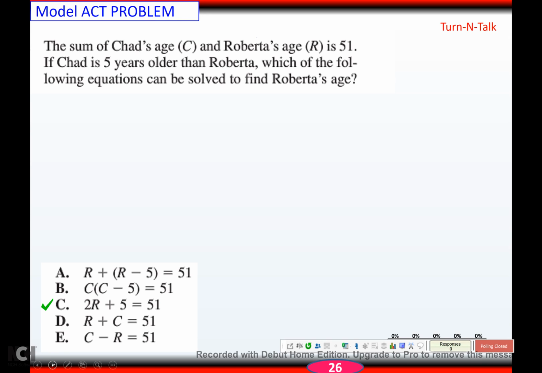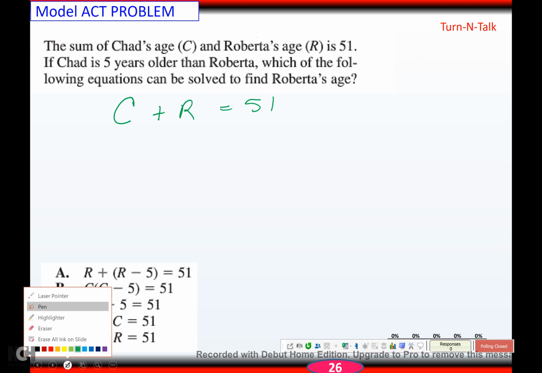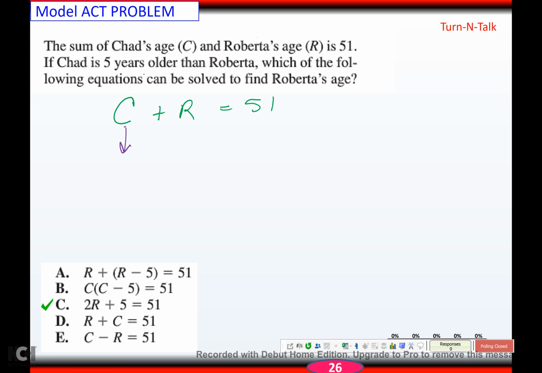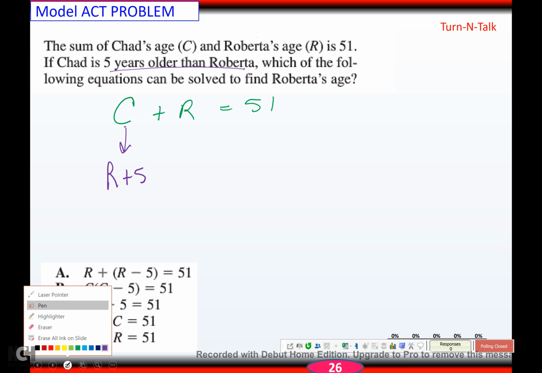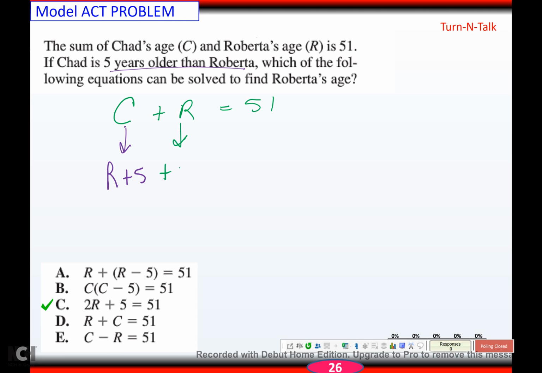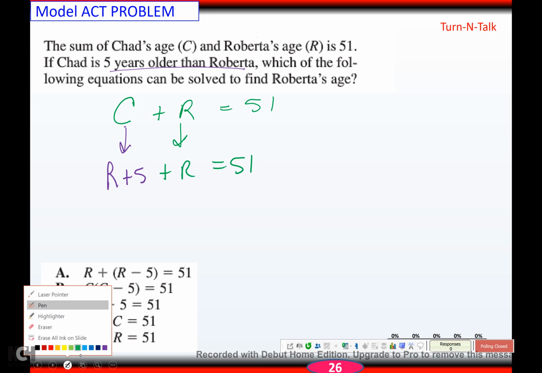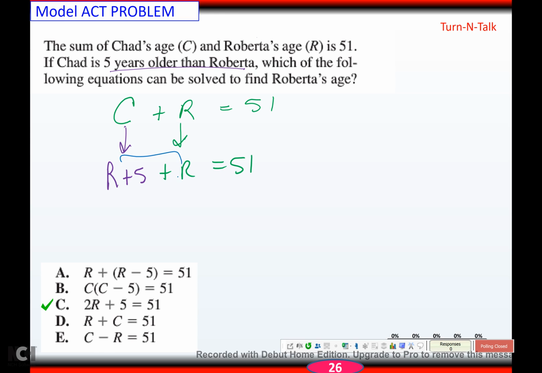Okay, it says the sum of Chad's age and Roberta's age is 51. It says Chad is 5 years older than Roberta. So Chad, I can say, is Roberta's age plus 5. Right? So I just did some substitution there. Plus Roberta's age has to equal 51. So if I simplify that, I'm going to get 2r plus 5 equals 51. Okay?